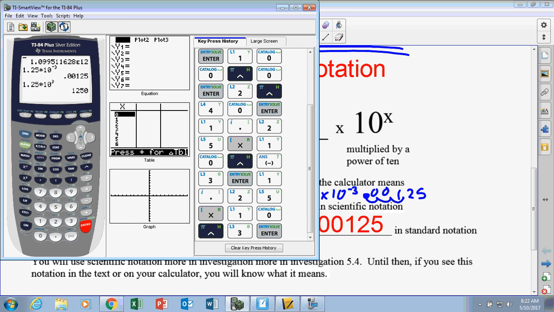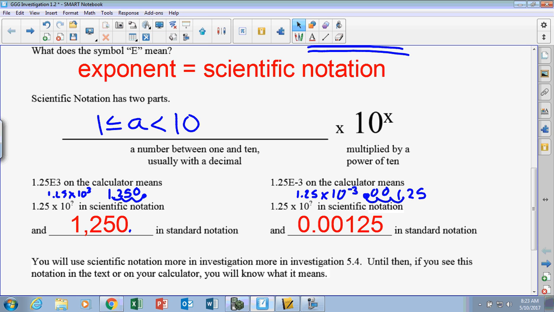So this is kind of your introduction to scientific notation because we need it for when we start doing some of the exponential functions. But it says here you use more scientific notation in investigation 5.4. All right. So basically when you see this notation, just know what it means. And that's what this little introduction here was for. All right. Moving on over.